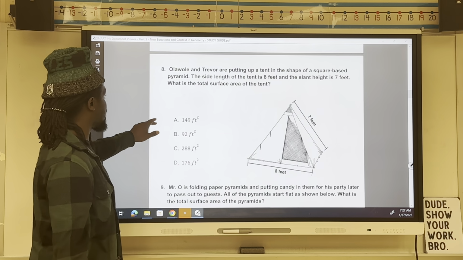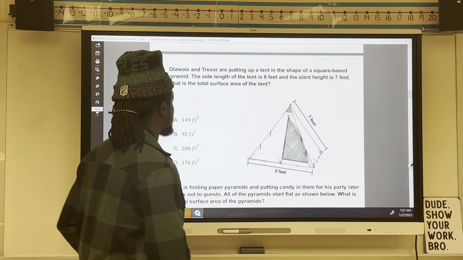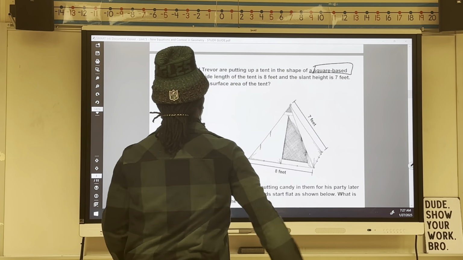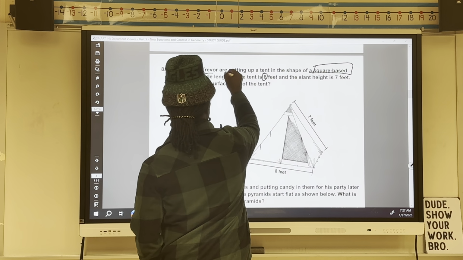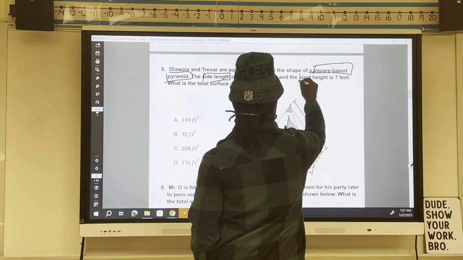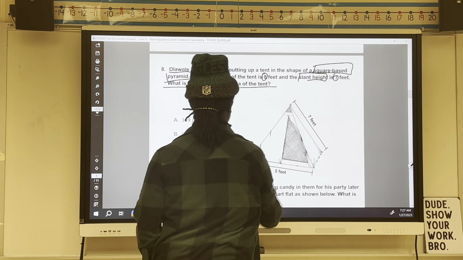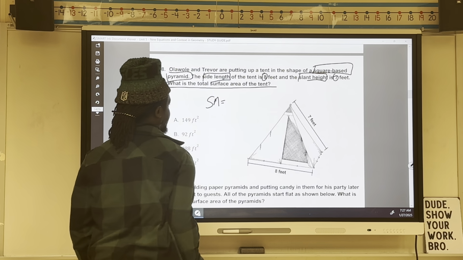Question number 9. Olawale and Trevor are putting up a tent in the shape of a square-based pyramid. So we have a square-based pyramid. That's important. The side length of the tent is 8 feet. Okay, so that's the side length of the tent. And then the slant height is 7 feet. What's the total surface area? Okay, so we're looking for surface area of a square-based pyramid.